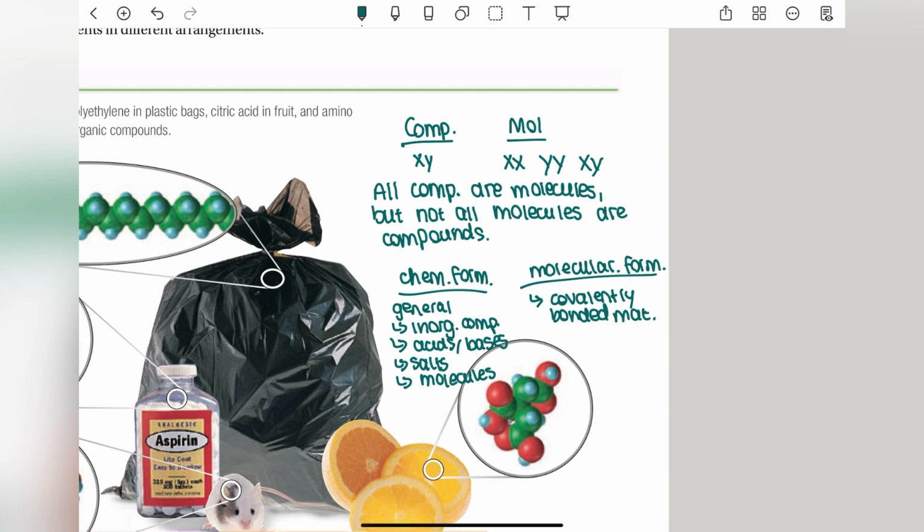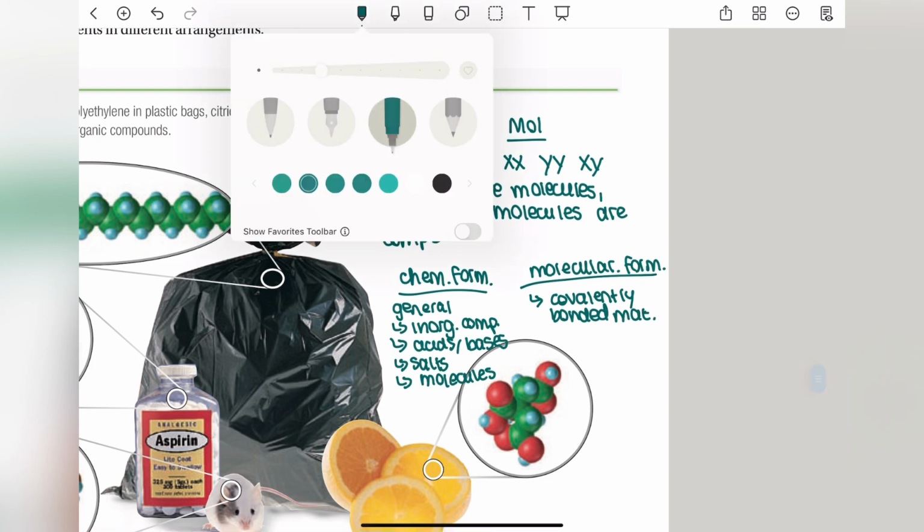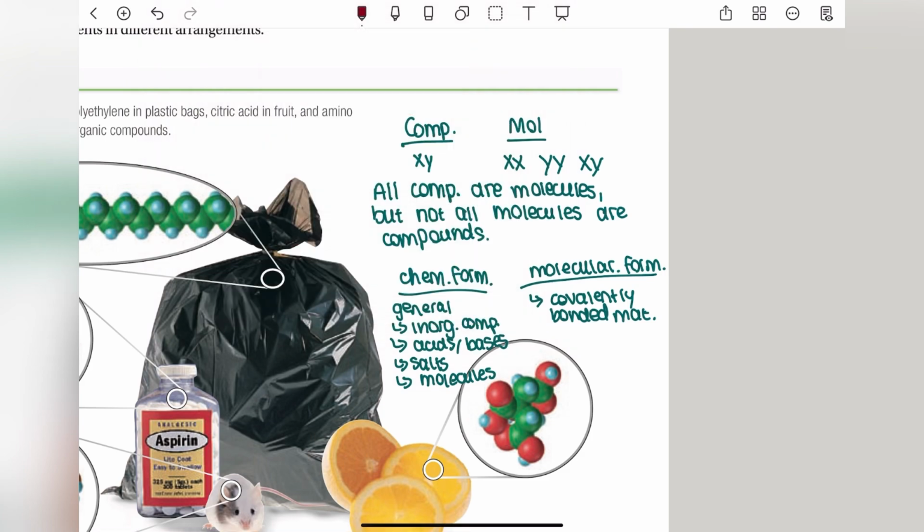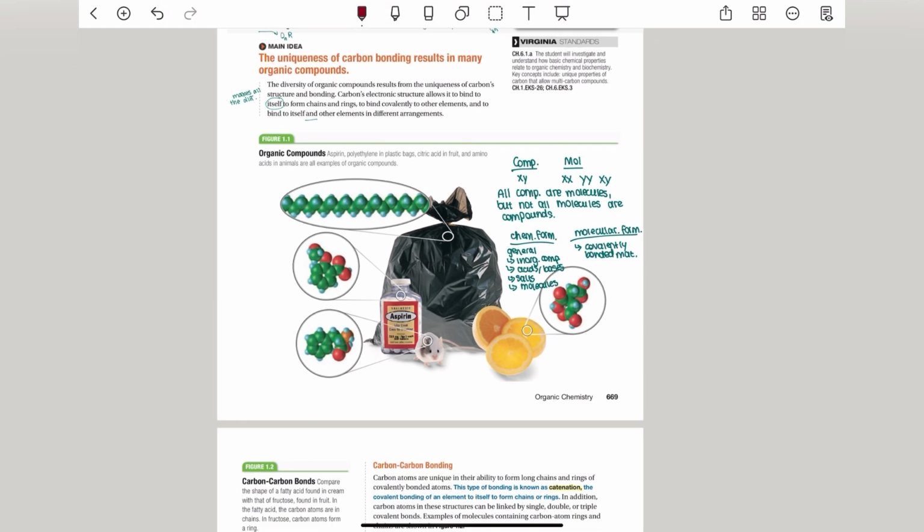And another very important thing to consider is that, let me pick out red, almost all organic compounds are covalently bonded.